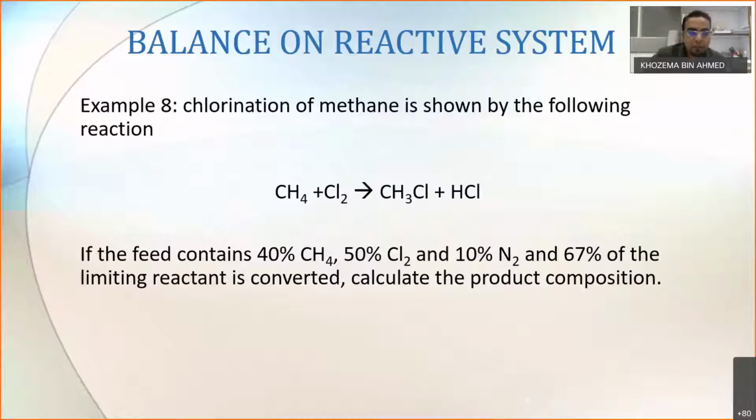This is an example. For this example, it says that chlorination of methane is shown by the following reaction. So CH4 is your methane. You add chlorine gas, and you'll get chloromethane plus HCl, hydrochloric acid. If the feed contains 40% of CH4, 50% of Cl2, and 10% of N2, and 67% of the limiting reactant is converted, calculate the product composition.